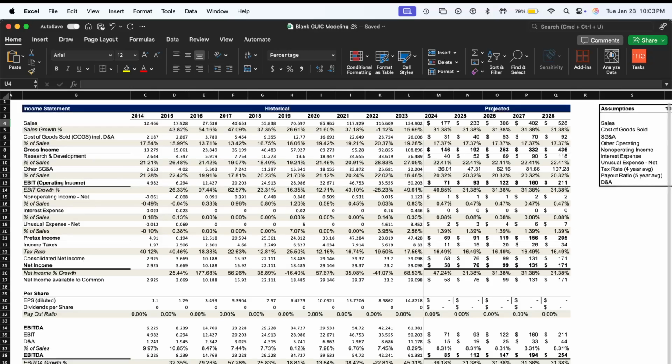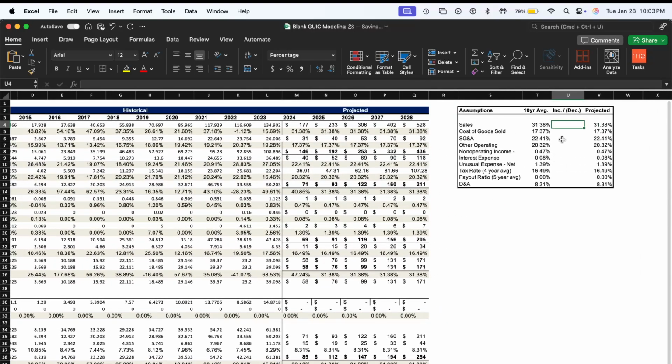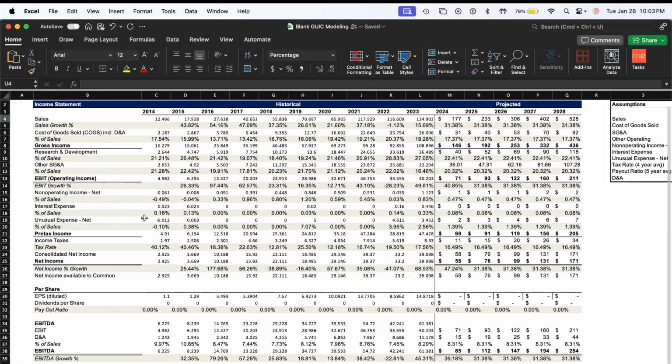I'll go back to the DCF now and I'll say, okay, their EBIT is projected to grow actually pretty well.